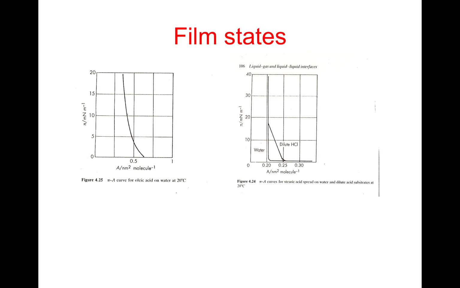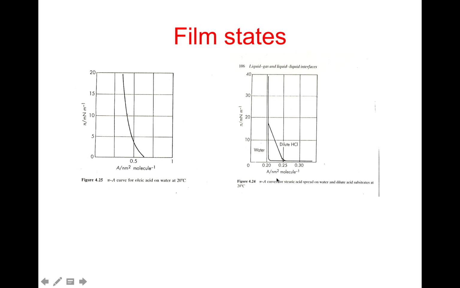Here are some real examples of pi A curves for oleic acid on water at 20 degrees C. Once again, it's pi in millinewtons per meter against A in nanometers squared per molecule. As you can see, it is quite steep that way.